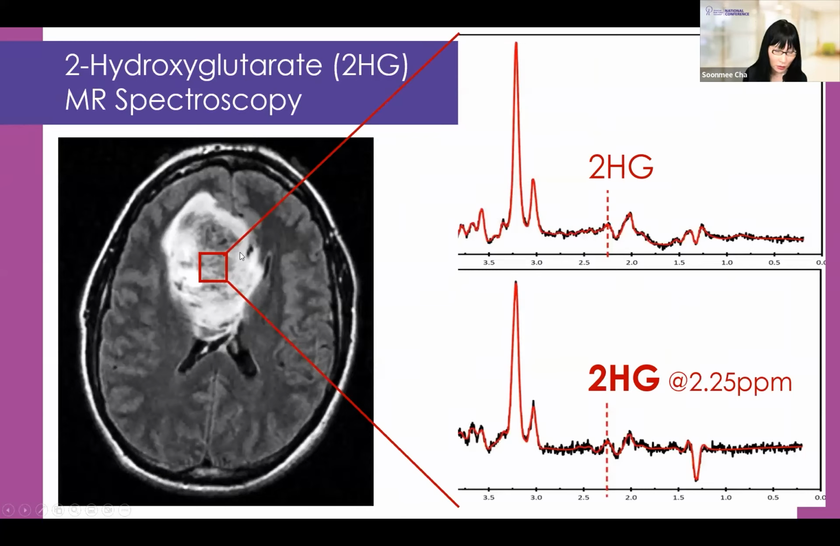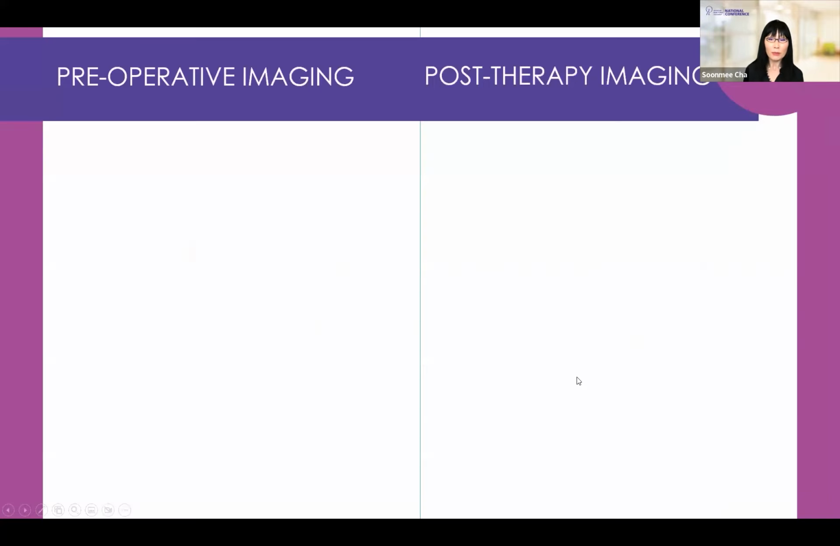We know that this is going to be diffuse glioma, but if the patient does have this peak in the spectroscopy, we know that we are more likely to be dealing with IDH mutant tumor. So let me briefly finish up with pre and post therapy imaging.